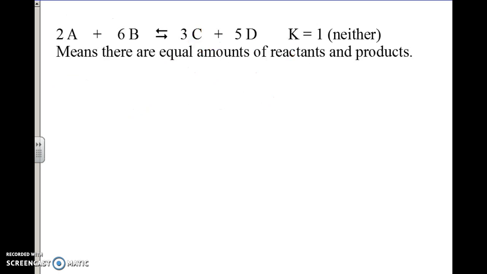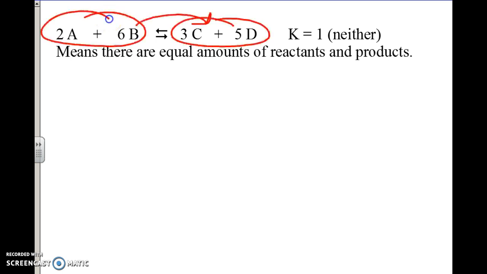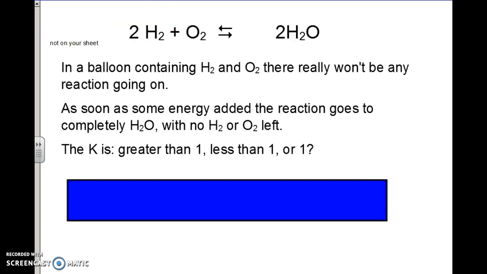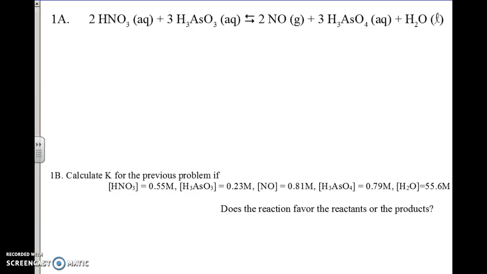And if the K is exactly 1, it means that both reactions are occurring at the same rate. That means the reactants are forming the products at the same rate that the products are forming back into reactants. And that's when a K is exactly 1. We won't do this demonstration because, well, you just can't see it.